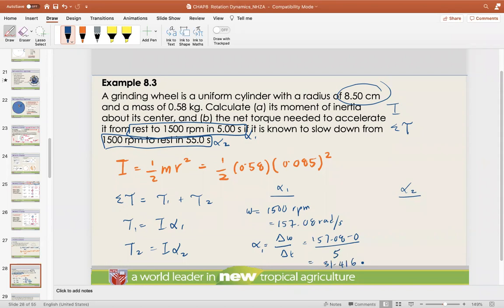Unit? Radian per second per second. Alright, thank you. So Mion did it correctly. Initial omega is 0, so it's the final.